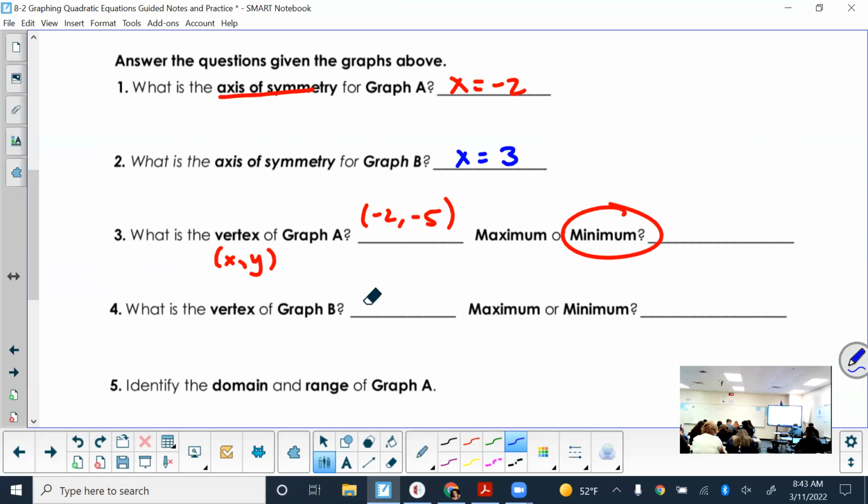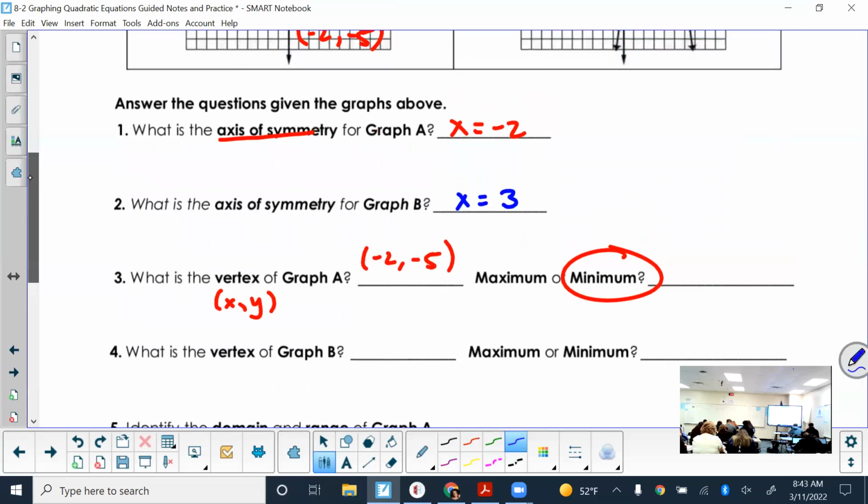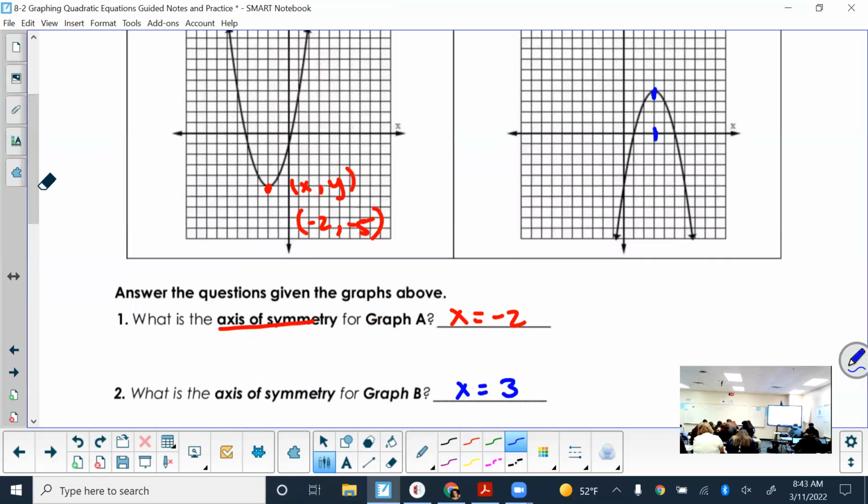All right, do the same for graph B. Just don't say the answer out loud yet. Just write it on your paper.